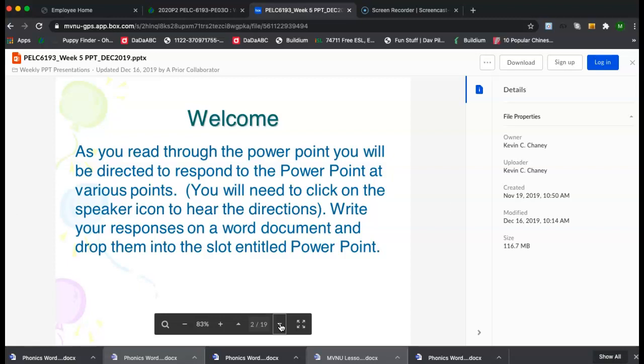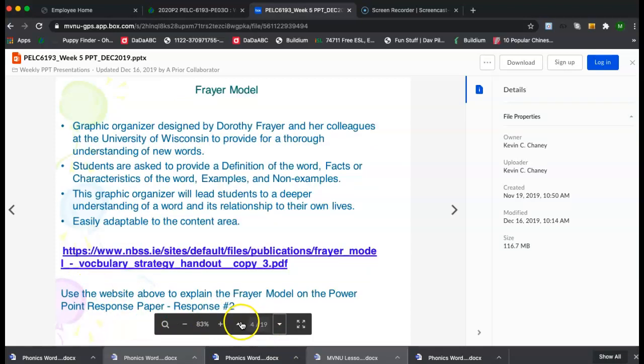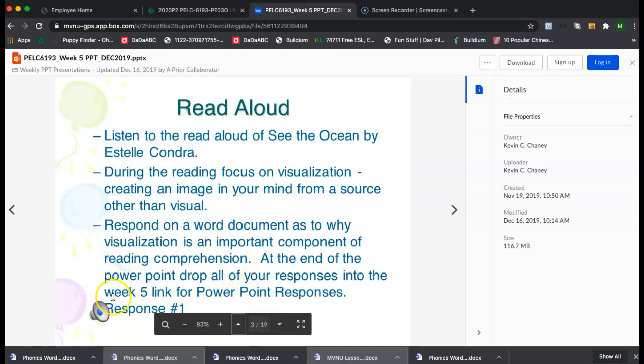And again, you're going to be asked to create a PowerPoint response document. You need to listen to the read aloud of See the Ocean. And as you're listening to this read aloud, focus on visualization, getting that picture in your mind from the reading. Your first response is going to be your visualization of the story, See the Ocean.